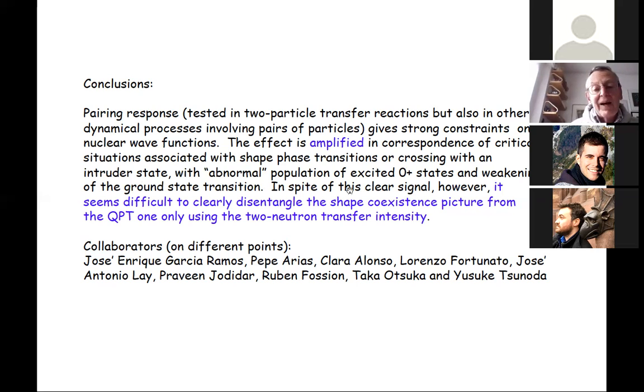In spite of this clear signature that something has happened there, so far it seems to me difficult to clearly disentangle the shape coexistence picture from the normal quantum phase transition using only the 2-neutron transfer intensity. So 2-neutron transfer intensities are very important and can give a good signal, but cannot be the only signal, in particular for distinguishing these two possible scenarios, which are shape phase transition or crossing of coexistence of two different shapes.